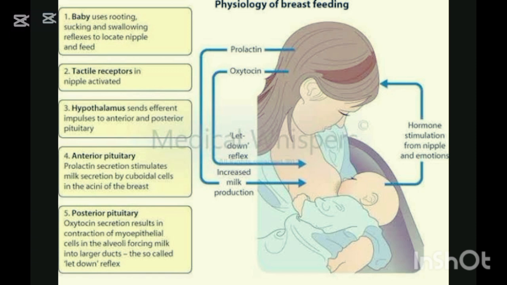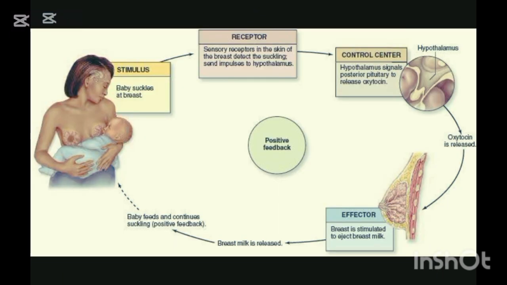So the anterior pituitary gland secretes the prolactin, which stimulates milk secretion by the cuboidal cells in the breast. The posterior pituitary gland secretes the oxytocin, which results in the contraction of the myoepithelial cells in the alveoli, forcing milk into the larger ducts. This reflex is called the let down reflex. So I hope you understand the physiology of breastfeeding.